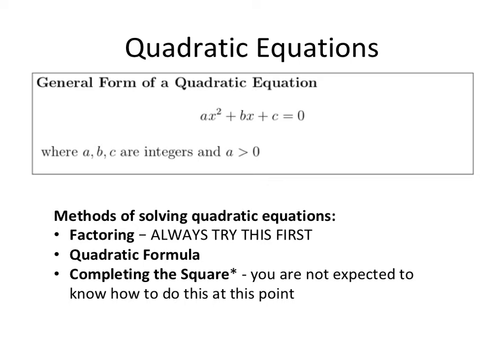So first of all, you need to know the general form of a quadratic equation. That's when everything's on one side where a is greater than 0 and it's equal to 0. There are three methods to solve quadratic equations in general form: factoring, quadratic formula, and completing the square.